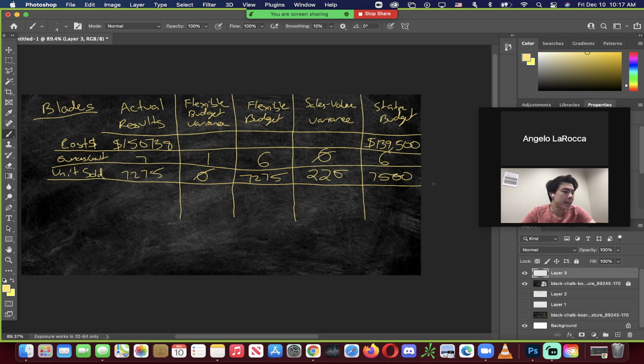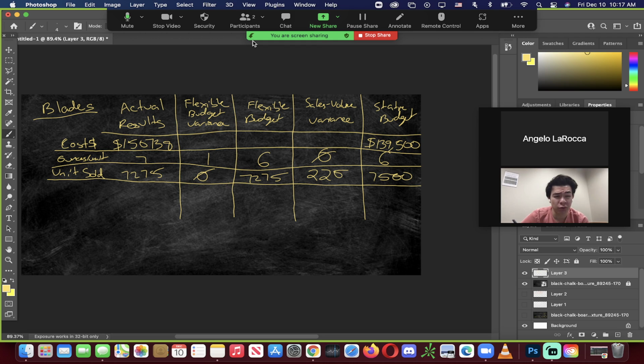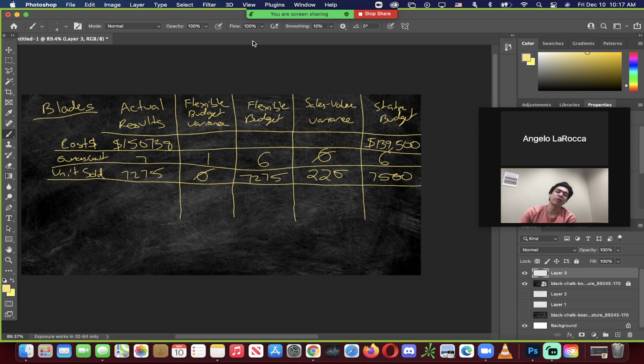Next, we look at this and ask what new rows we can make here. If we do our ounces per unit times units sold, we get total ounces, right? That's gonna be an extra row, total ounces. So 7 times 7275 gives us 50,925. And 6 times 7,500, I believe, is 45,000.